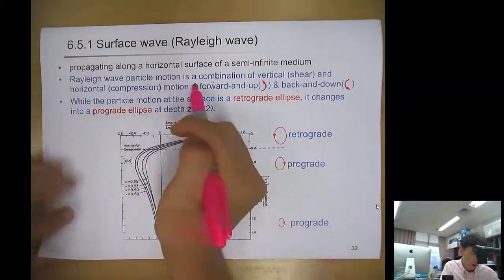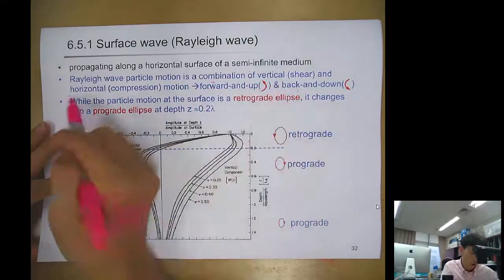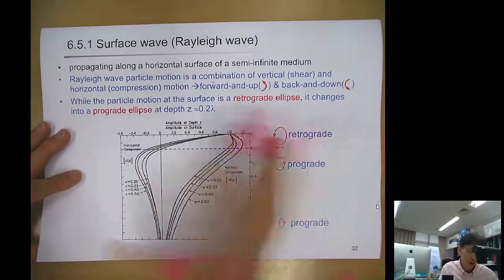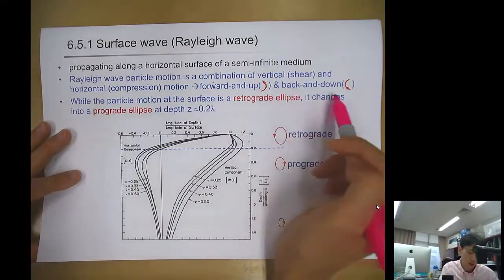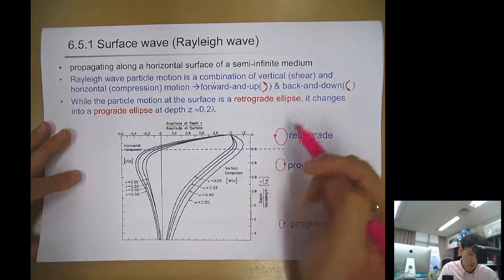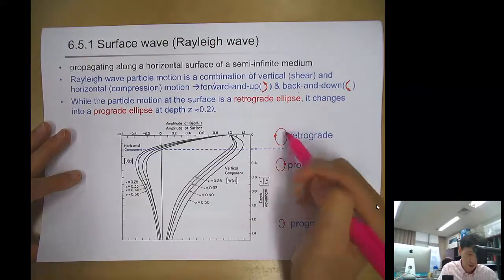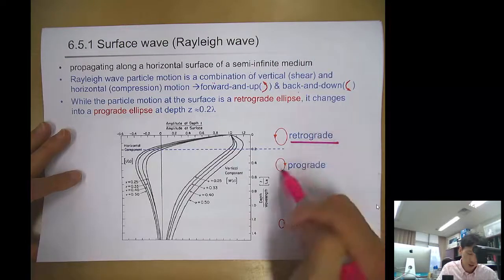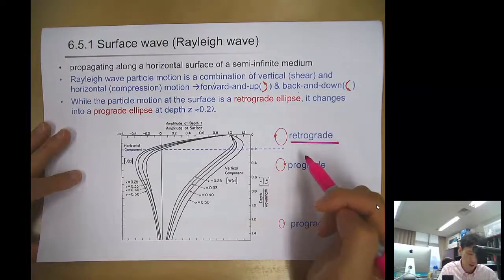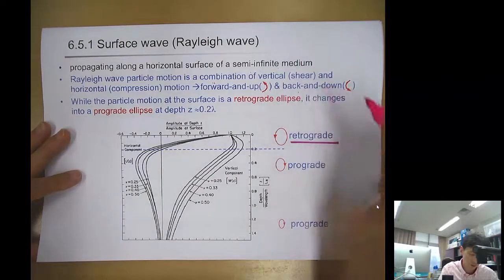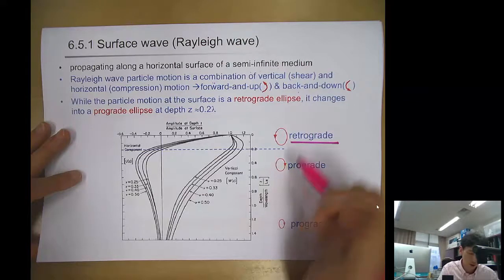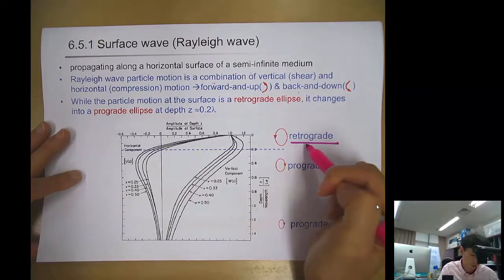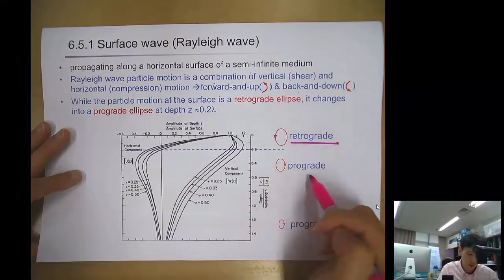Rayleigh wave particle motion is a combination of vertical and horizontal motion. So shear and compression are combined. Forward up and back and down. Forward up is called the retrograde motion, and back and down, the other one, is prograde. Retrograde is the back and down, and prograde is the forward up.